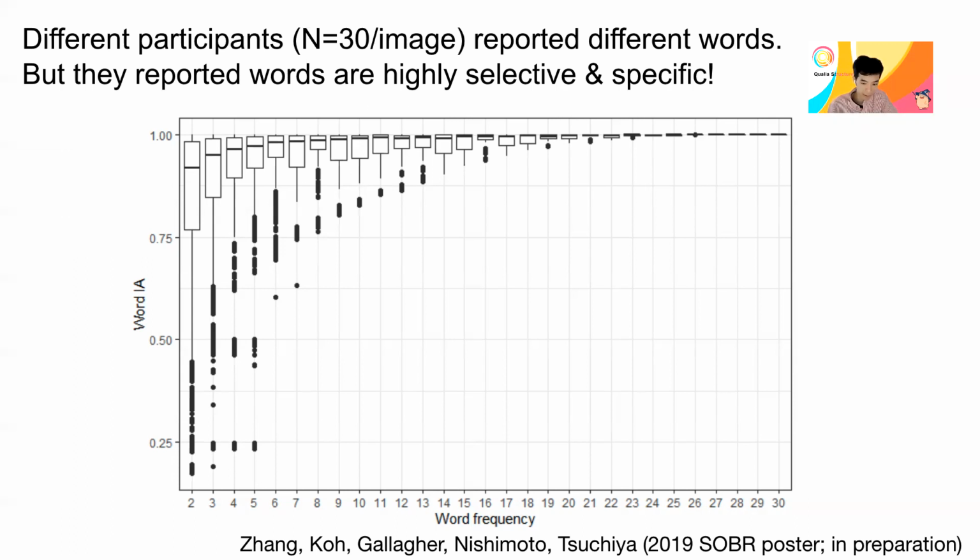This is the case across many images and many words, regardless of the frequency with which these words are reported. For example, when all 30 subjects report a word, of course the intersubjective agreement becomes 1 automatically. But even for words reported by only 3 people, most likely that particular word is so specific and so local that other people didn't report it, and that kind of word was almost never used for other images. That's what it shows.